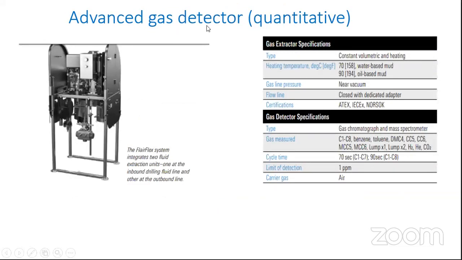Next one is the advanced gas detector. Courtesy, this is also from Lumber's website, which I just downloaded. What I'm trying to say here is the difference between the advanced gas system and the standard or basic gas system, let it be any company. So what is the difference?